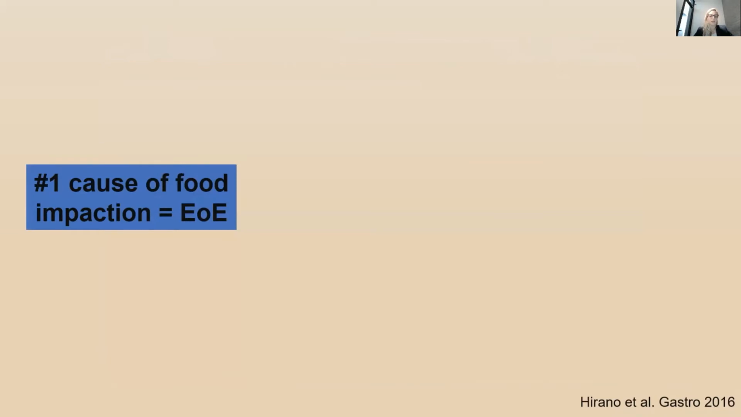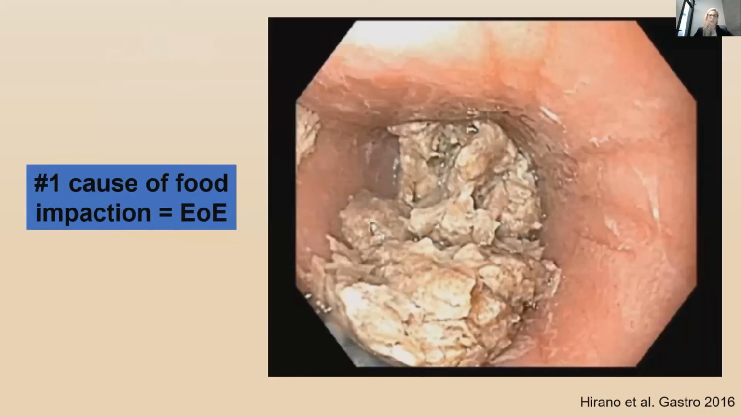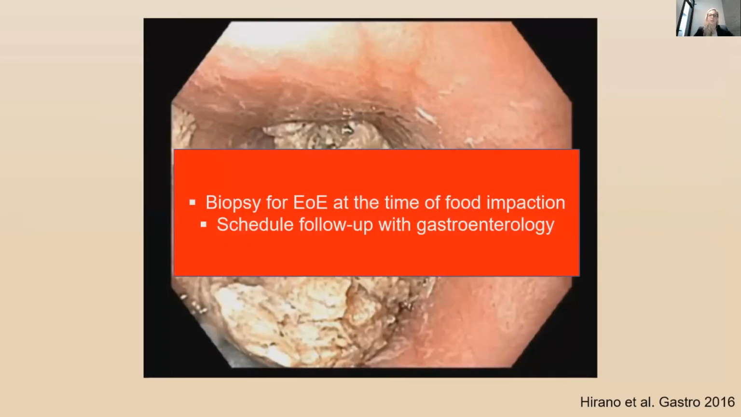Remember, the number one cause of food impaction currently is actually EOE. And we've all seen this image typically at 2 a.m. in the morning for food impaction. But gastroenterologists should remember that to continue the process of the workup for the patient, we really should be biopsying for EOE at the time of the food impaction. And you can either start a PPI and schedule a patient for follow-up with a gastroenterologist, or wait for biopsies, but ensure that they have that follow-up visit scheduled.